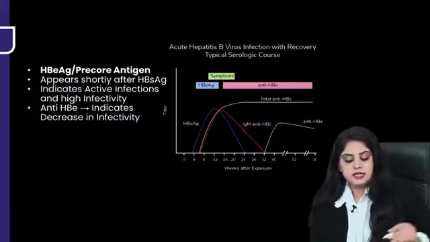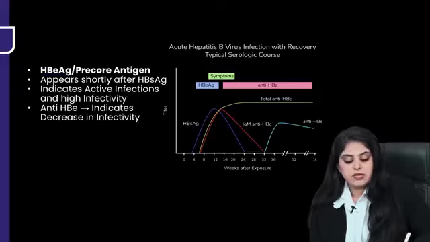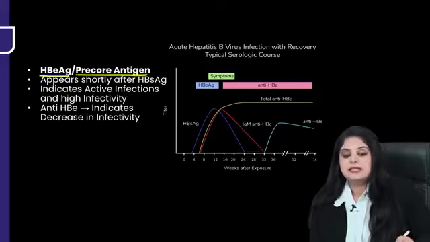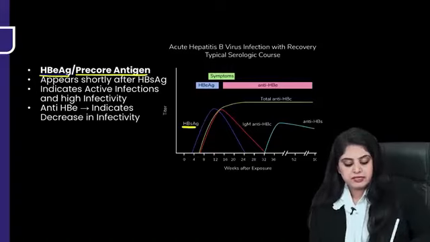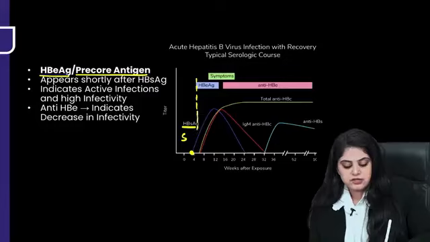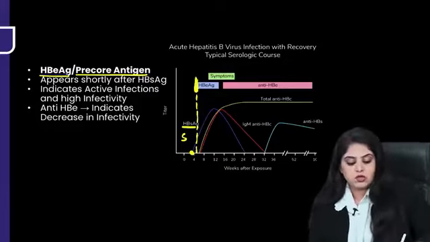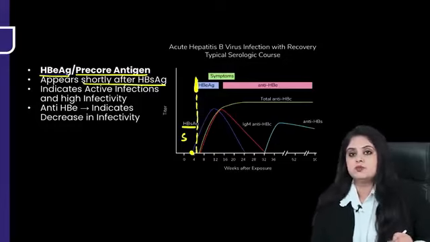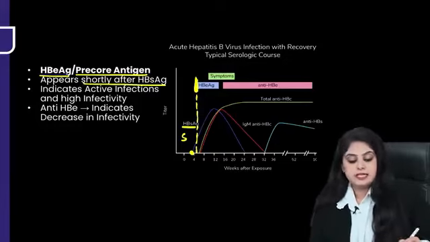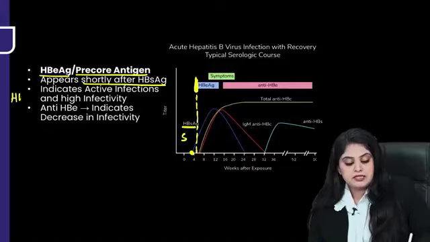What does that indicate? So remember HBE, which I'm calling the pre-core antigen. If you notice, what was first? First one was surface antigen. Right after surface antigen, I can see shortly after it, the HBE antigen has come up. So can I say shortly after HBS antigen, HBE comes up? What does HBE tell you? HBE antigen is indicative of high infectivity.